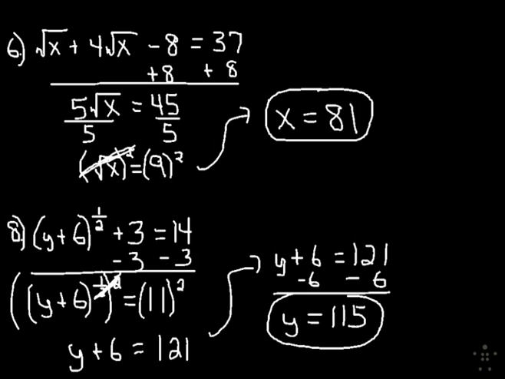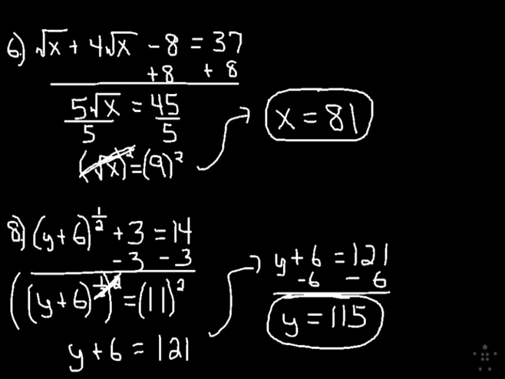It wouldn't be a bad idea to check these every once in a while as well. So 115 plus 6 is 121, and 121 to the 1/2 power, well, that's the same thing as the square root of 121, which is 11, and 11 plus 3 is equal to 14. So sometimes you want to check to make sure you're doing the right thing.